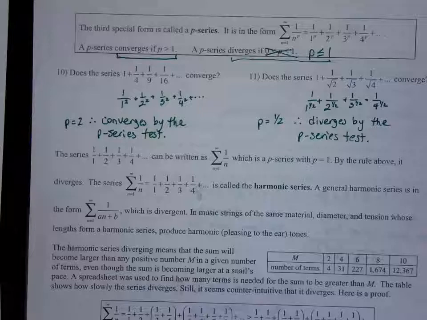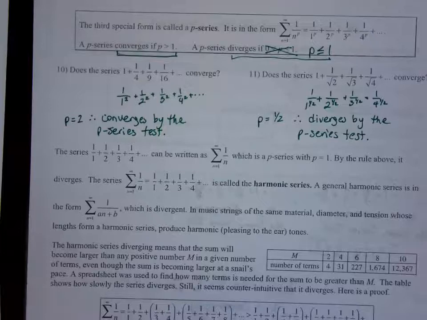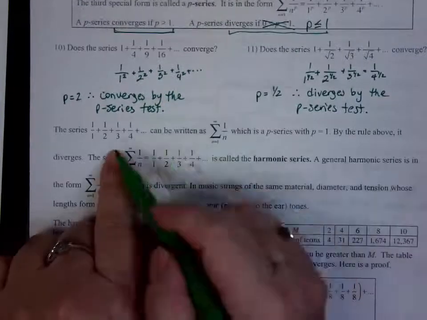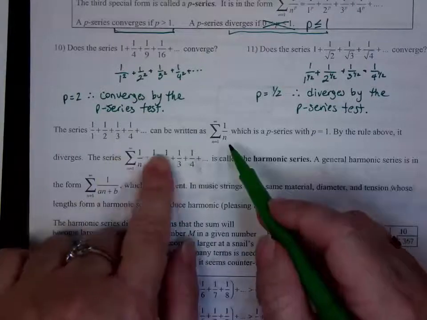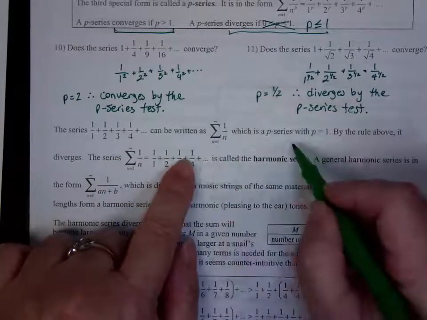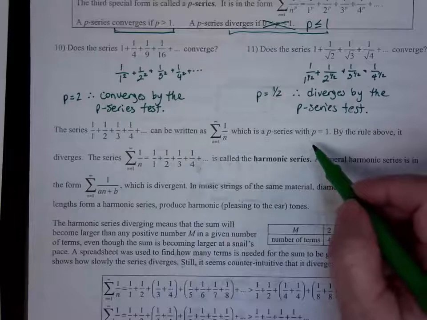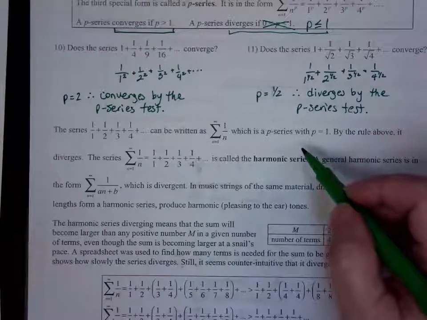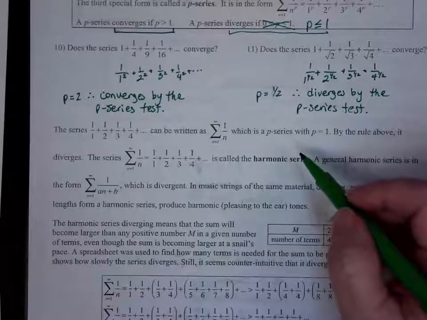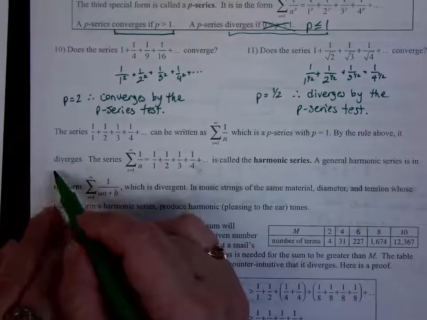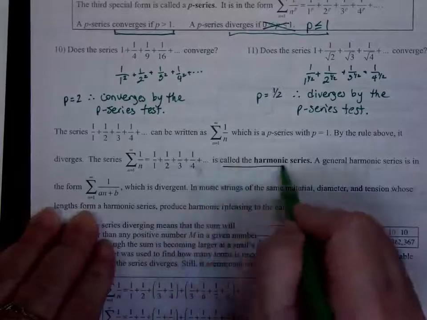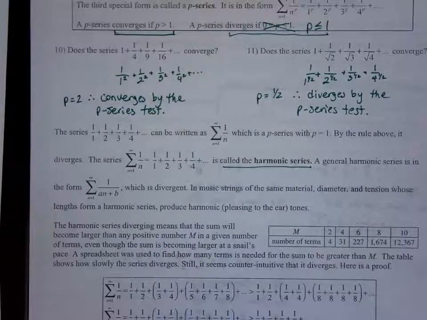Okay. When P equals 1, it makes a special kind of series, and that's what it's talking about here. The series 1 over 1 plus 1 over 2 plus 1 over 3 plus 1 over 4 can be written as this one, which is a P series. P equals 1. Is it going to converge or diverge if P equals 1? Exactly. It diverges, okay? By the rule above, it diverges. This is called the harmonic series. It's a special kind of P series, and it's called the harmonic series.